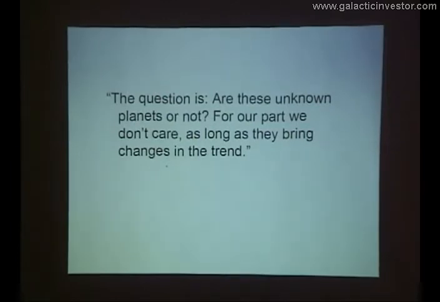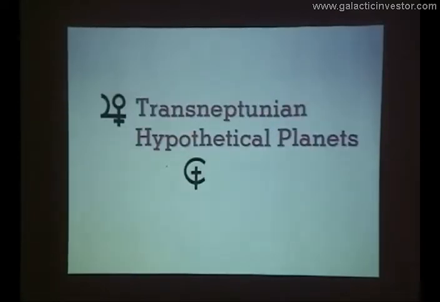One of the most unusual facets of this Uranian astrology that was developed in Germany is what we call the trans-Neptunian hypothetical planets. These are, in fact, planets that may or may not actually exist.